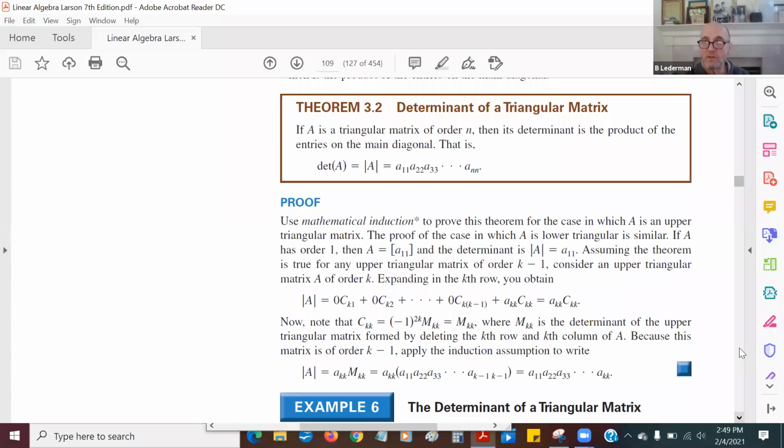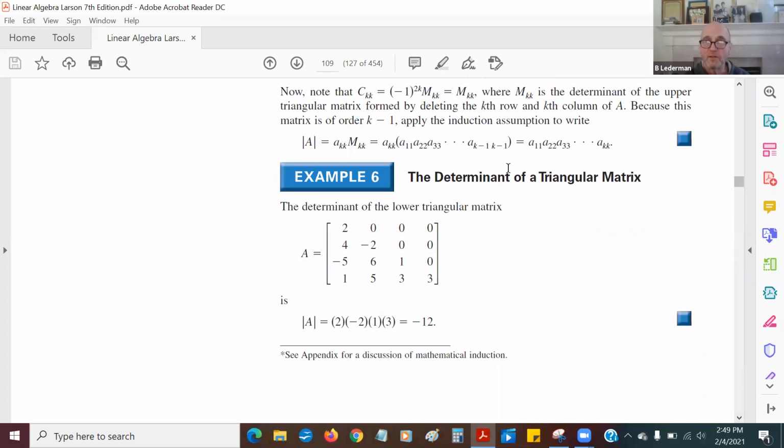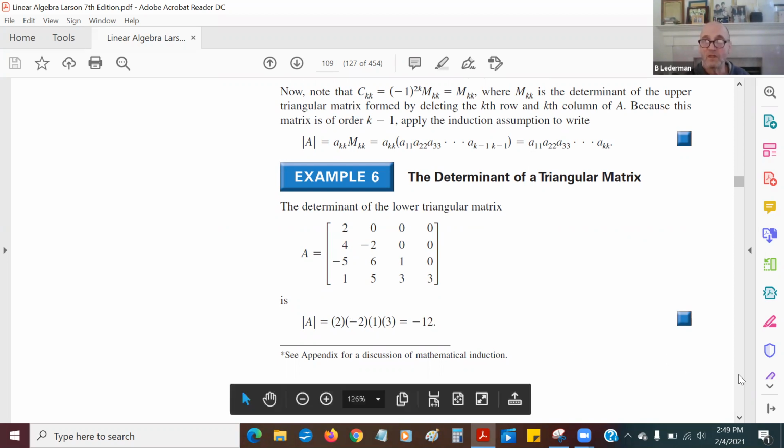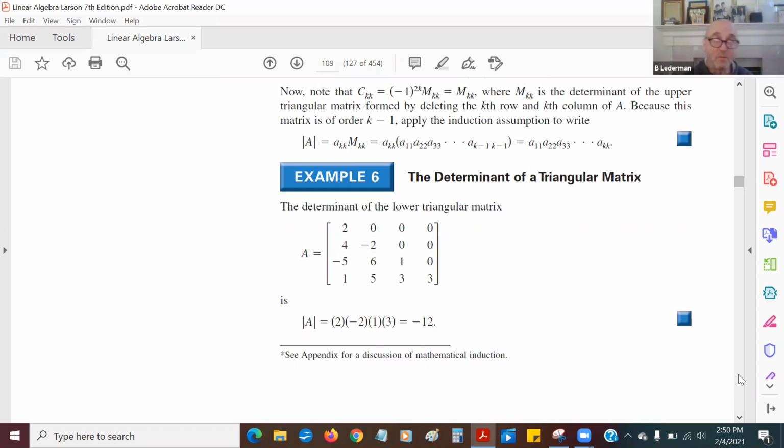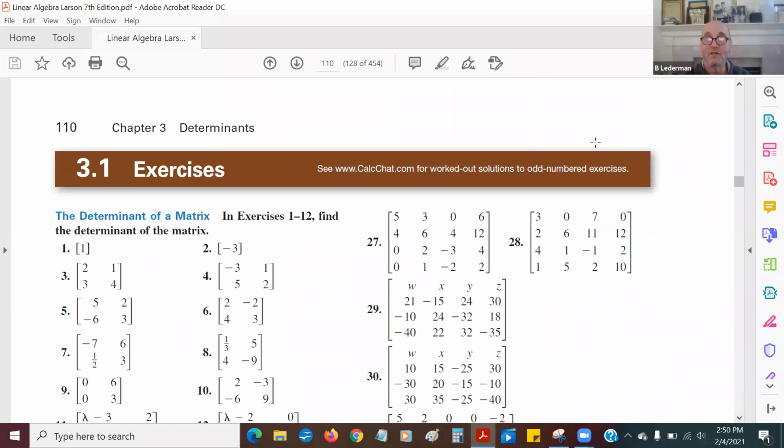Let's do an example. The determinant of this matrix A, well, because of all these zeros here, this is lower triangular, so you just go straight down the diagonal. 2 times negative 2 times 1 times 3, which is negative 12. And that, my friend, is the determinant of a triangular matrix. It's very simple, and again, it's because of that plethora of zeros. When it comes to determinants, zeros are your friends. Remember that, zeros are your friends.